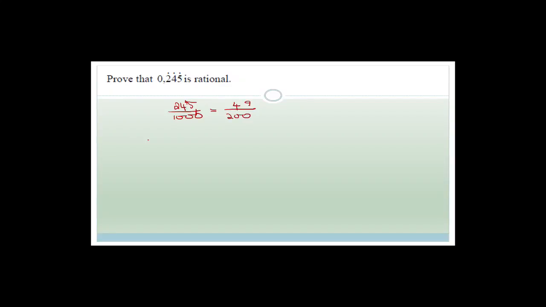And 5 goes into 1,000 200 times. What happens if I wrote 245 over 1,000 with the recurrence? That would be 49 over 200, and then with the recurring digits it's still a fraction. So yeah, we can definitely show that the recurrence of 2, 4, 5 is definitely rational because we can definitely write it as a fraction.